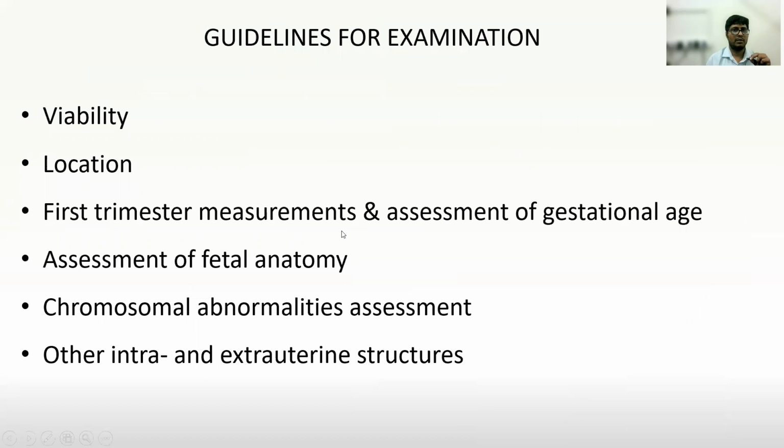What are the guidelines for general examination? Once the mother comes to us, we do the counseling, we tell them the advantages and the disadvantages, we put the patient on the bed, and what are the things that we are going to look at? We are going to look at the viability, the first and foremost thing. We are going to check whether the heart rate is there or not. We're going to confirm the location, whether it's an intrauterine or extrauterine pregnancy. Then make some measurements to assess the gestational age. We're going to look at the assessment of fetal anatomy, and then chromosomal abnormality assessment. We are also going to look at other intrauterine and extrauterine structures.